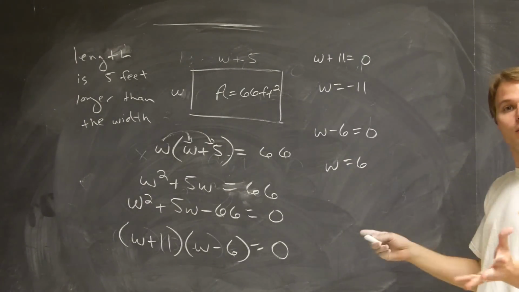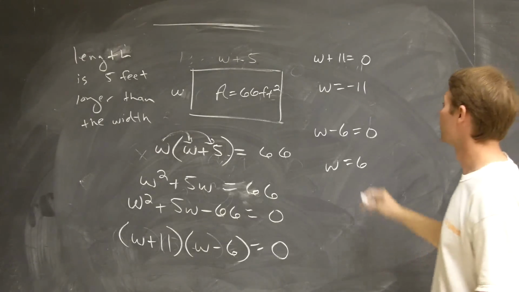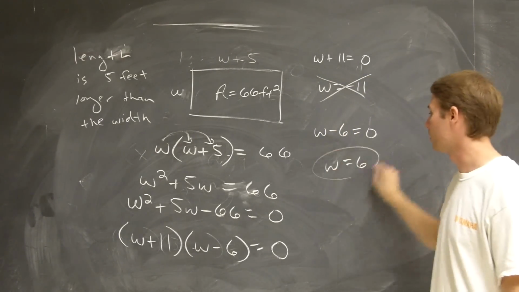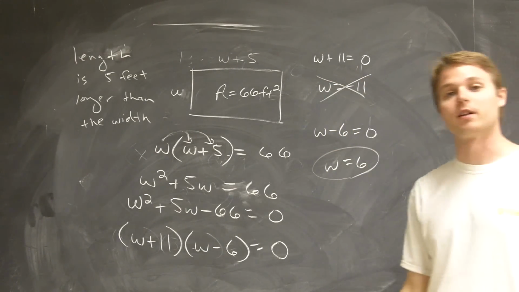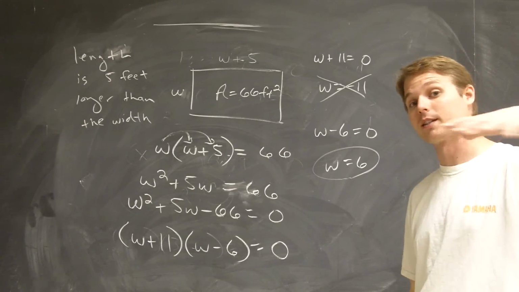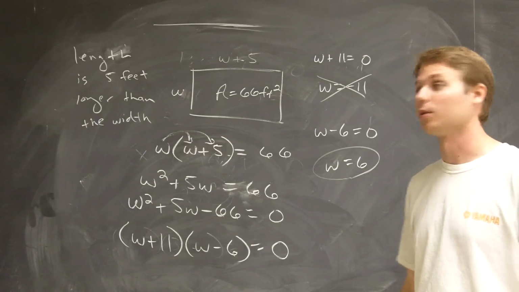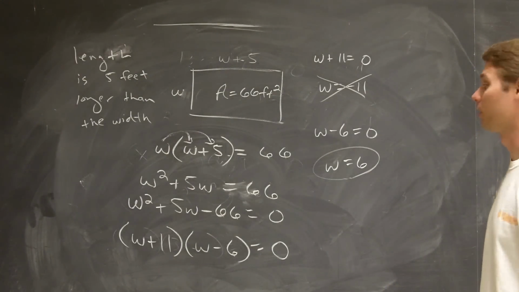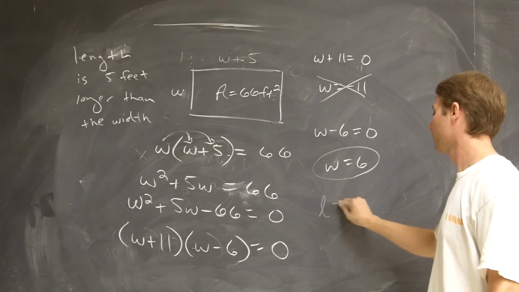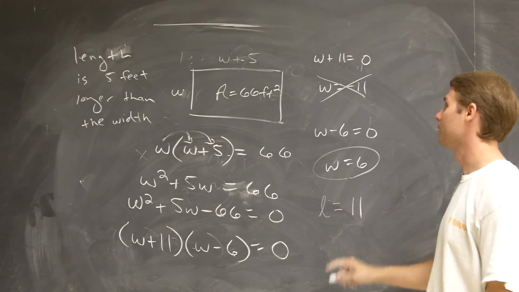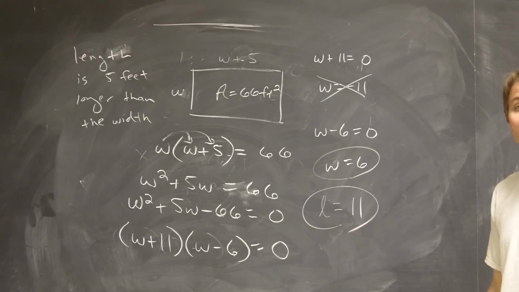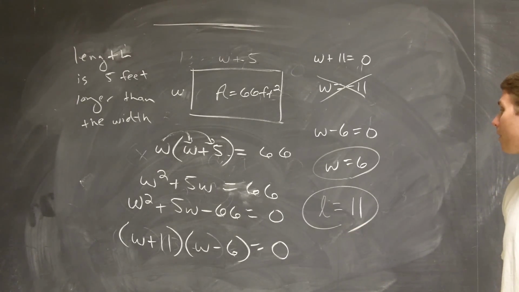Now in this case, we're dealing with dimensions, right? So in real life, we can't have negative dimensions. We can only have positive dimensions, so we'll just throw away that negative 11. This is an example of something that works in algebra, but doesn't necessarily translate into the real world. So it's kind of a leftover number. So we'll just take that the width is 6, and that means that the length better be 11, right? Because it's 5 more feet longer than the width. We can use that to figure out our last dimension.